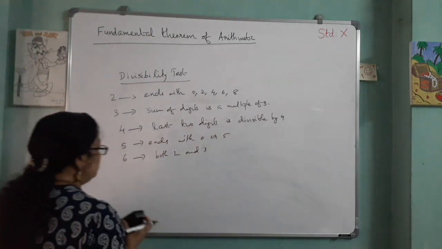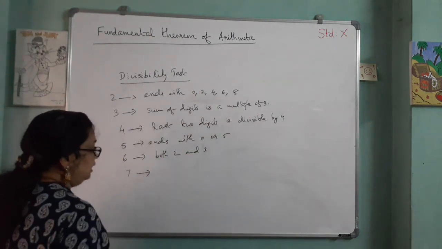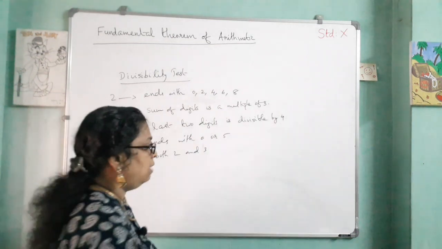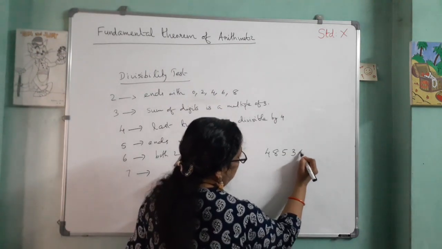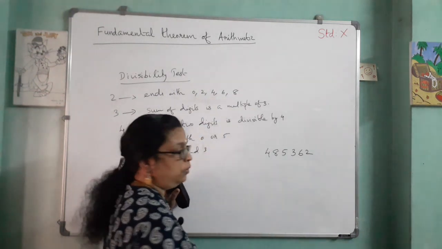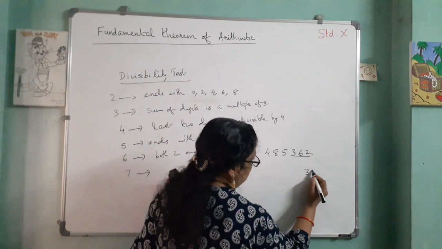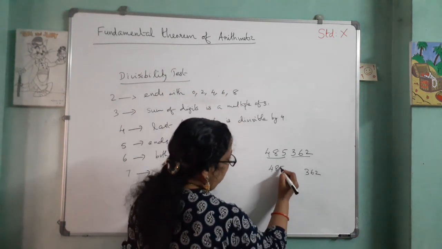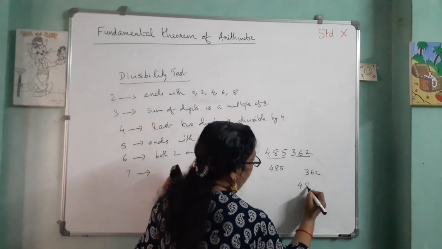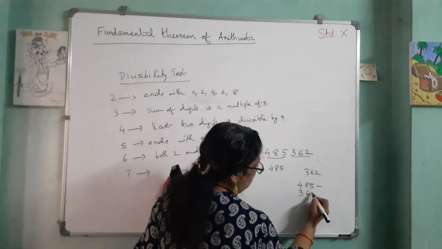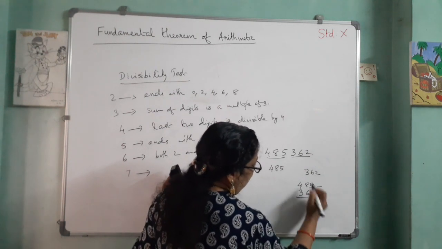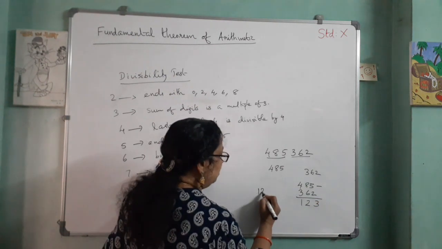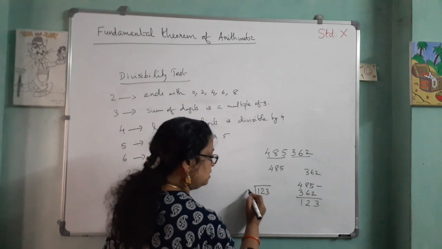Then divisibility of 7. I think that in smaller classes you didn't study the divisibility of 7. For example, 4, 8, 5, 3, 6, 2. The number formed by the last 3 digits is 362. The number formed by the other digits is 485. Then take the difference, that is 485 minus 362. 5 minus 2 is 3. 8 minus 6 is 2. 4 minus 3 is 1. So, 123.